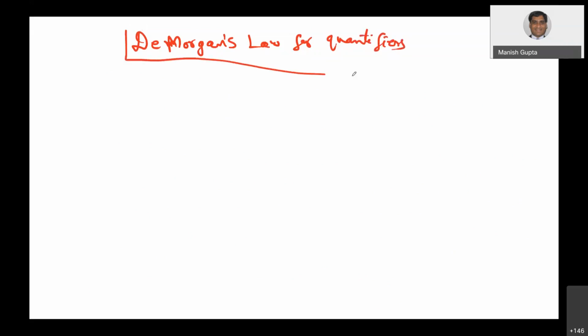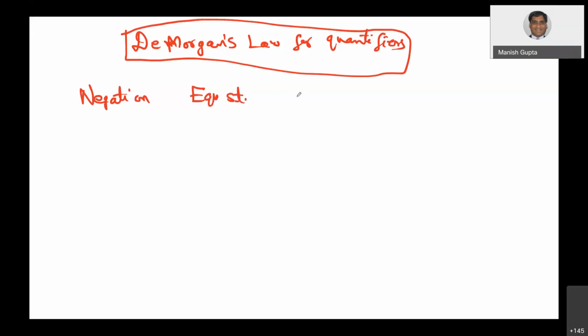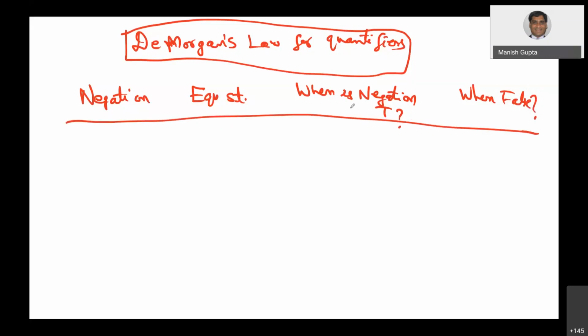So what are the De Morgan's laws for quantifiers? Since we have the negation now with us, we can talk about equivalent statements, and then we can talk about when the negation is true and when false. So we can make a small nice table here.